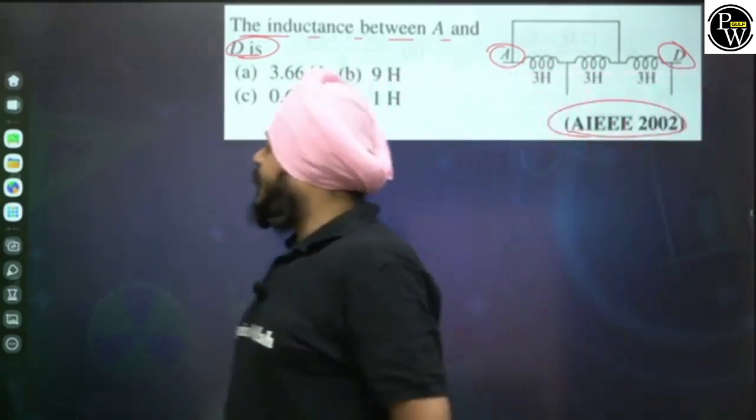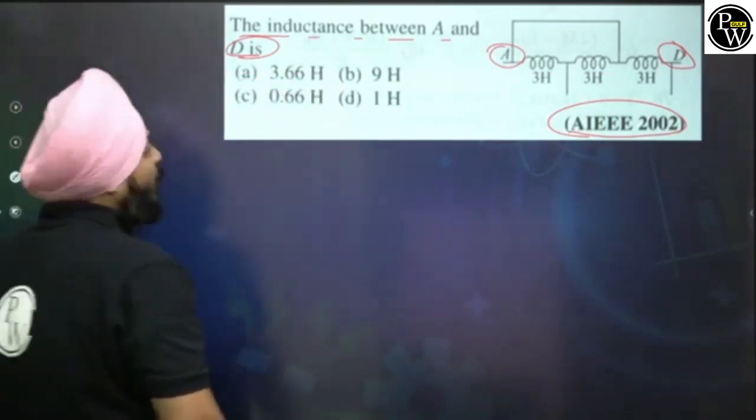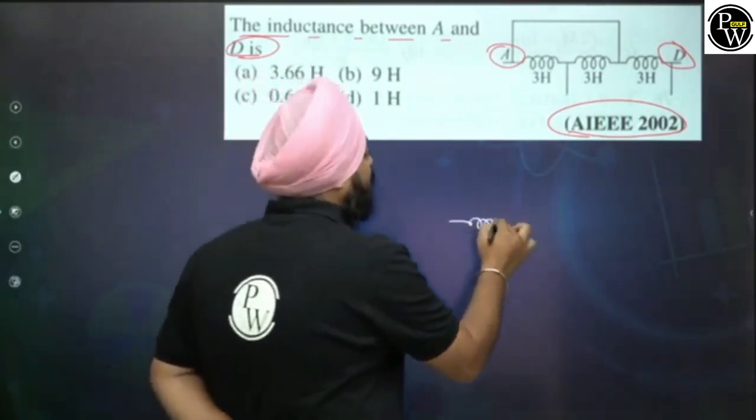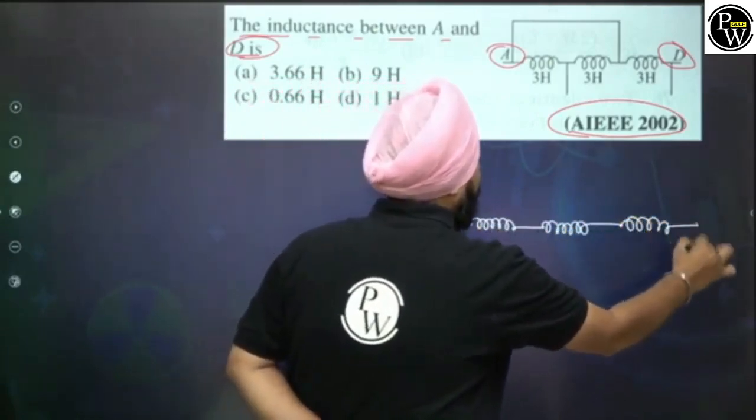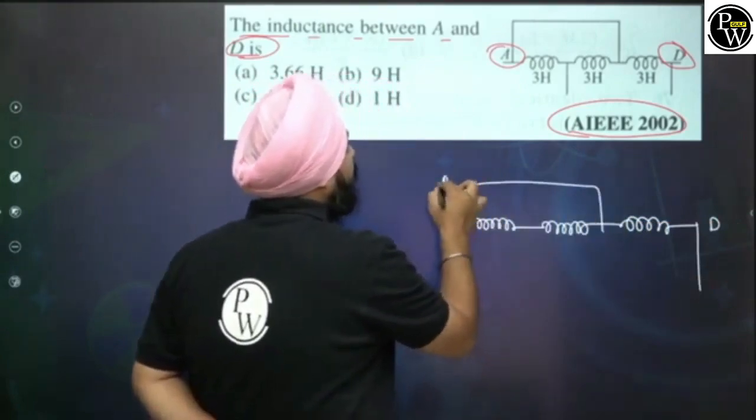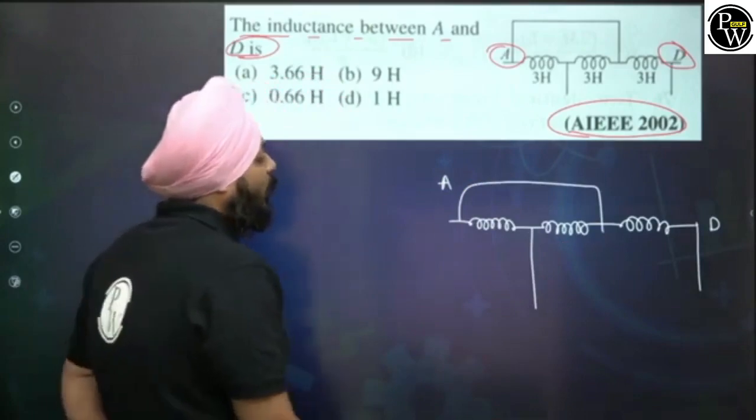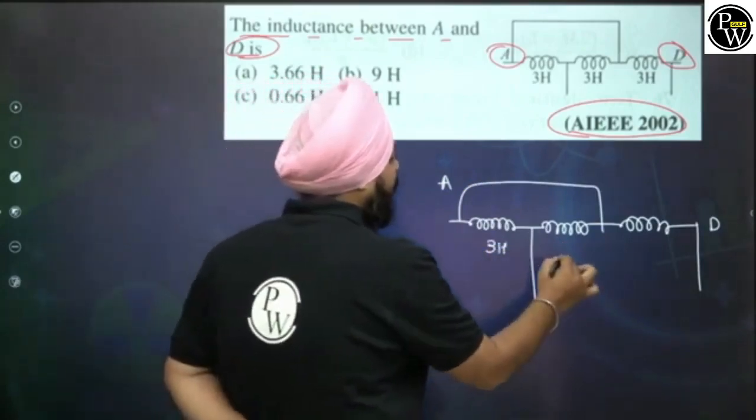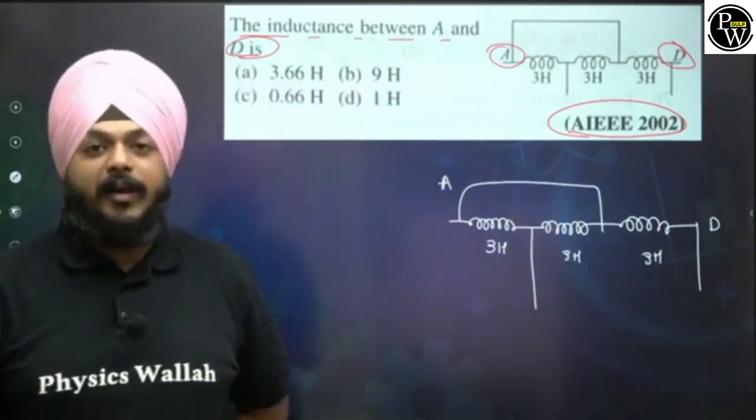The inductance between A and D will be what? Right? Inductance. So let's redraw this circuit first. Okay, this is the D point, right? And this one is going on as the A point, and on the other side we have this kind of situation, right? All three of those inductors have the value of 3 Henry.